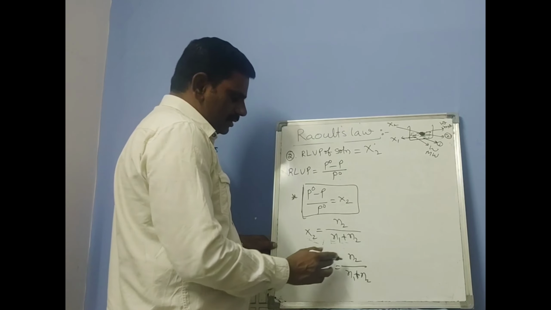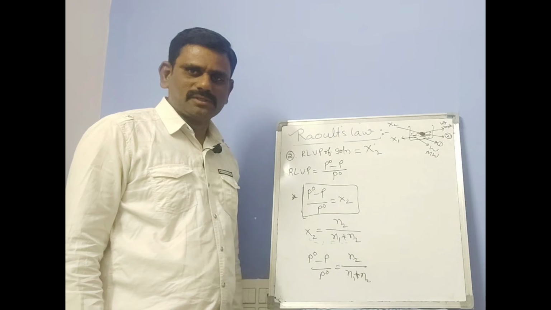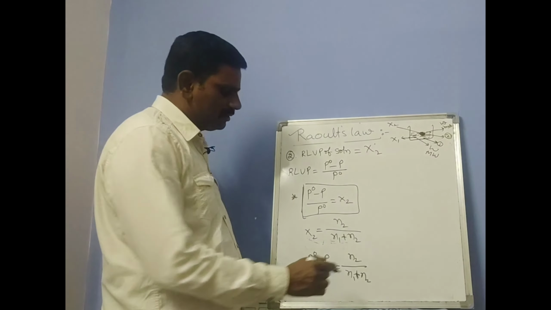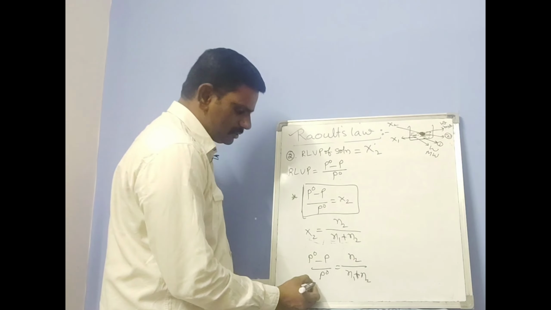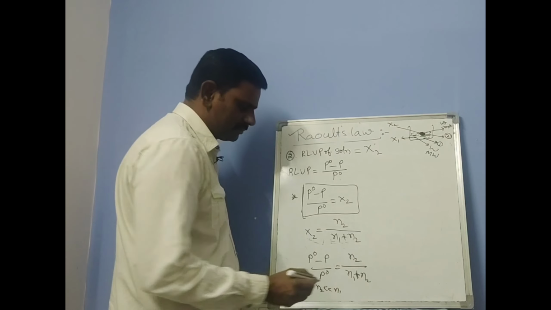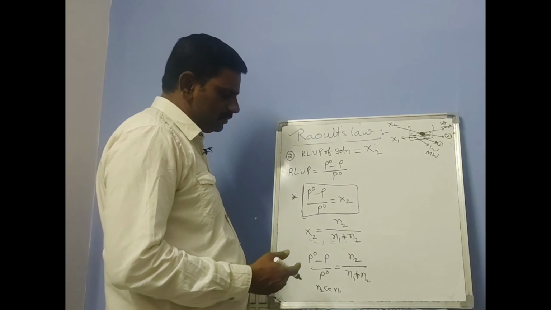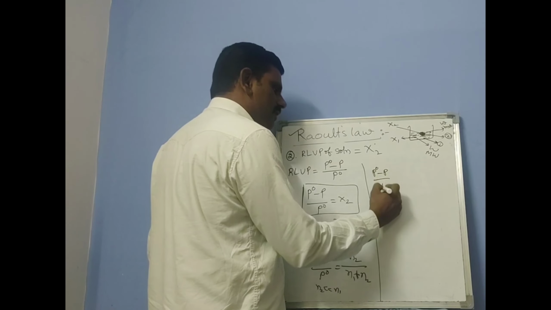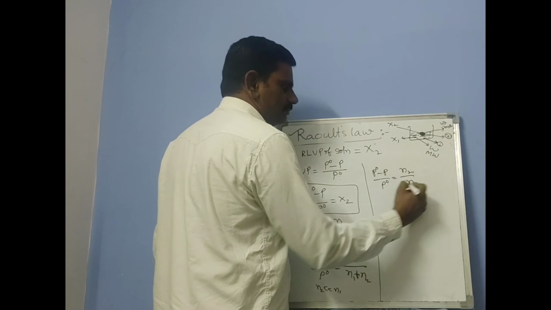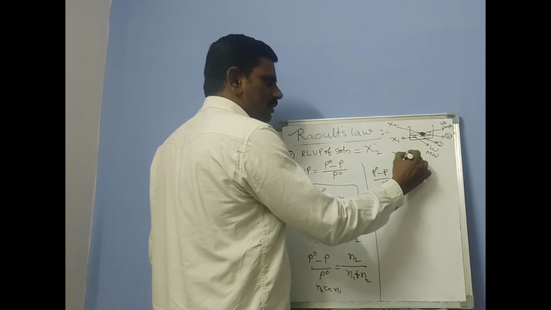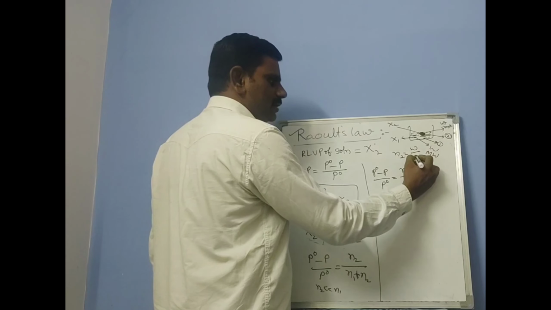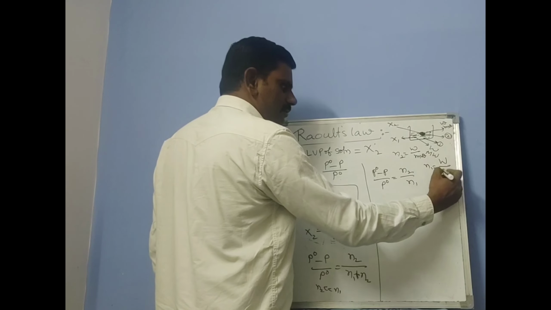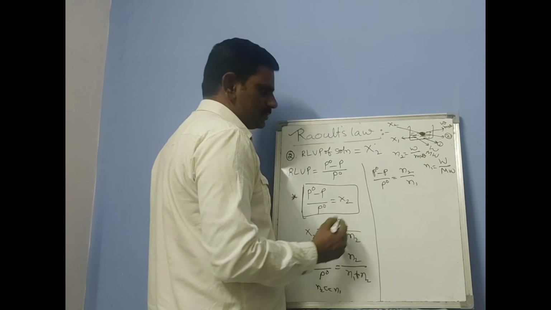See here, Raoult's law is applicable to very dilute solutions. In very dilute solutions, compared to the number of moles of solvent, the number of moles of solute is very less. So n2 is very much less than n1. We are just ignoring the n2 value compared to n1 in the denominator. Then P naught minus P by P naught equals n2 by n1. So n2 means number of moles of solute, that is weight by gram molecular weight of solute. N1 means weight of solvent by molecular weight of solvent. We just substitute those terms in this equation.